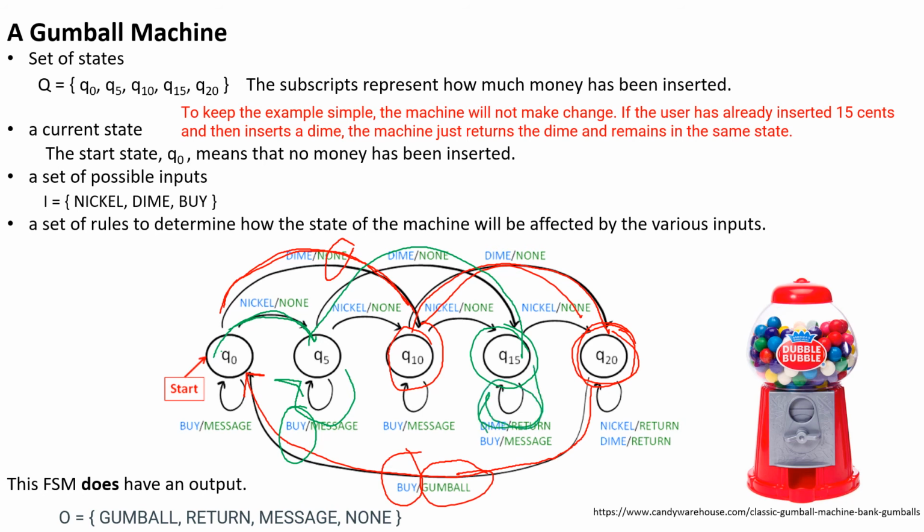Right here, that little area right there. It's going to, the top one, it says the input is dime, and it's just going to return that dime. Or if we don't put in a dime, but we try to press the buy button or turn the buy handle, we'll get a message. So hopefully you can look at all those possibilities, and hopefully it makes sense that the diagram does represent this particular gumball machine.